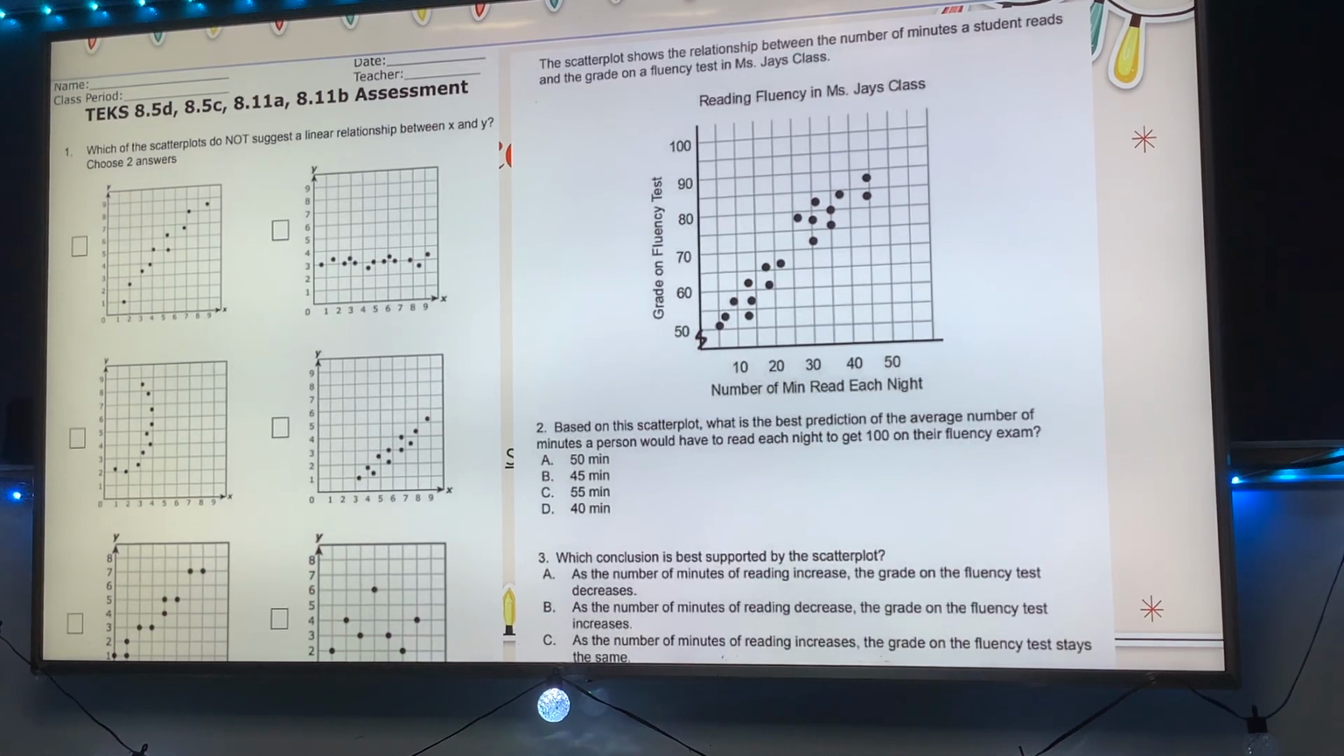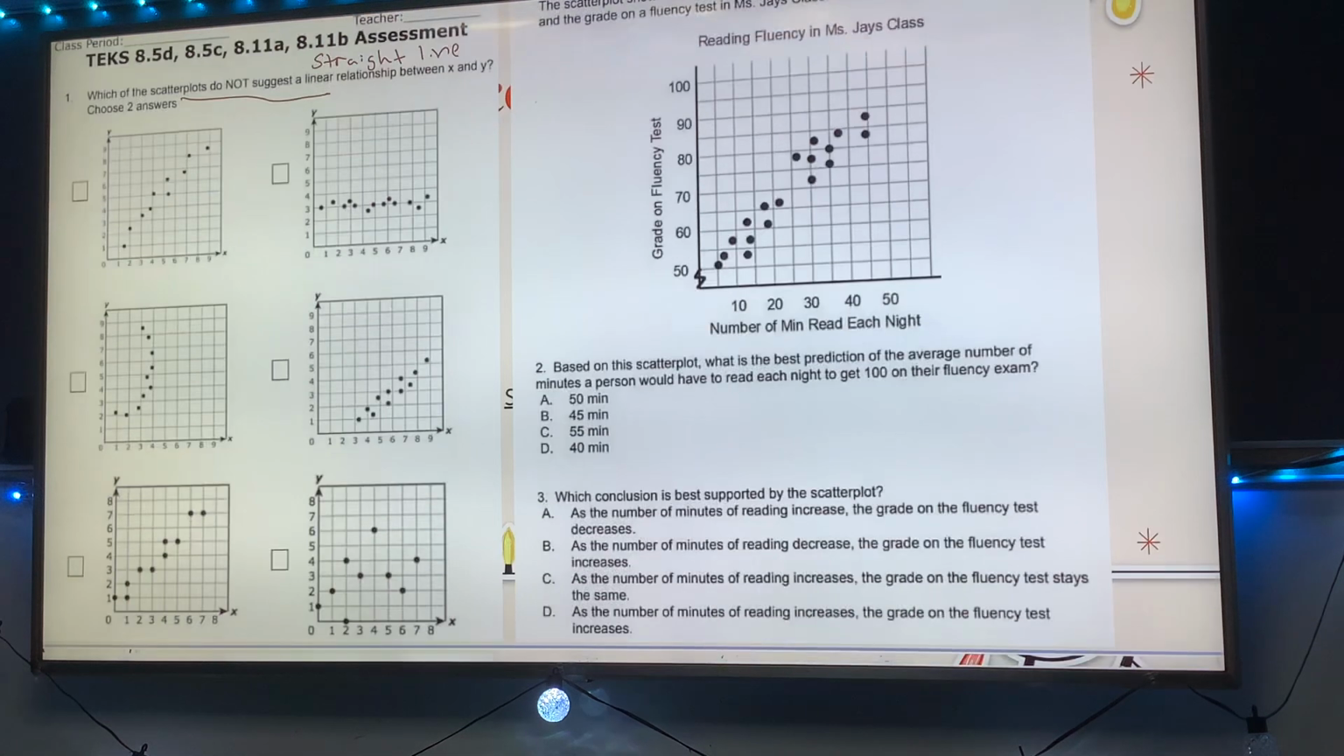Today we're going to read and answer questions about scatter plots. Number 1 is just a review from Thursday. It says, which of the scatter plots do not suggest a linear relationship? Remember, linear is a straight line. So which one of those would not give me a straight line? If you pick this one and this one, you are correct.